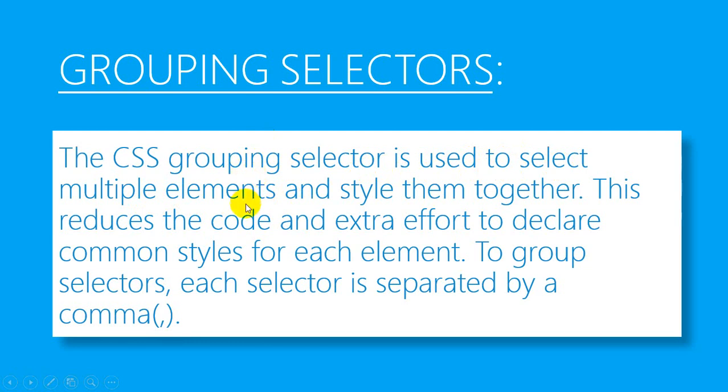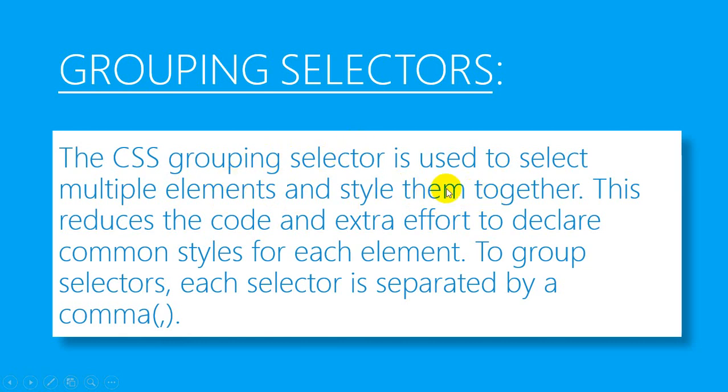Grouping means what? We are going to combine, we are going to group together n number of elements or multiple elements. What are the elements? Elements are nothing but HTML tags or elements. Okay, so the grouping selector is used to select multiple elements and style them together. What is meant by style them together? Means apply CSS to all the HTML elements which are in one group. First we have to make a group, then we will apply some CSS. So this CSS will be applied on all the members of this group.